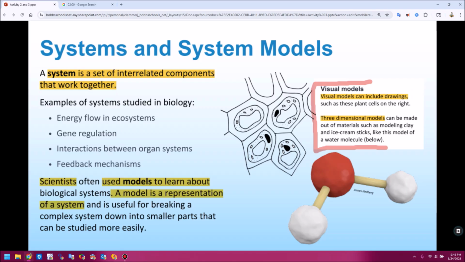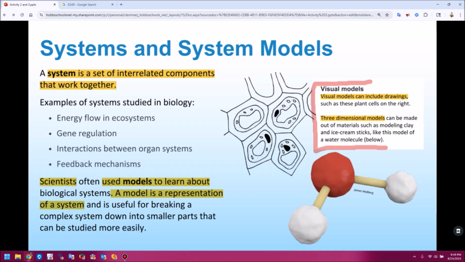Scientists often use models to learn about biological systems. A model is a representation of a system. It is useful for breaking a complex system down into smaller parts that can be studied more easily. In other words, a system is a group of parts that work together to do something. In biology, systems can be big, like an ecosystem with animals, plants, water, and air, or they can be small, like the human digestive system with organs that break down food.